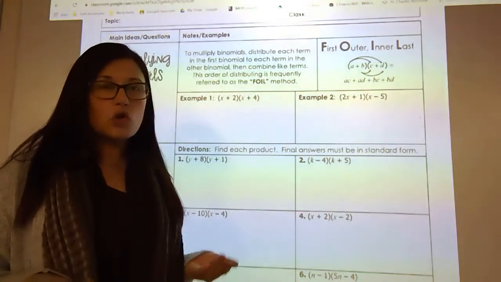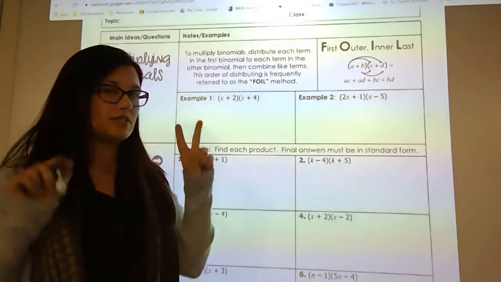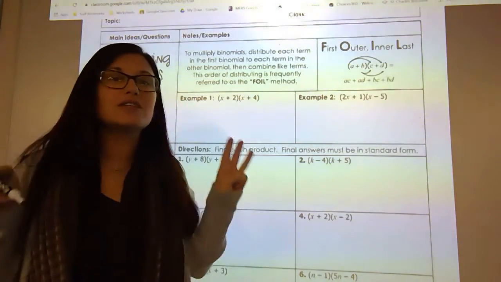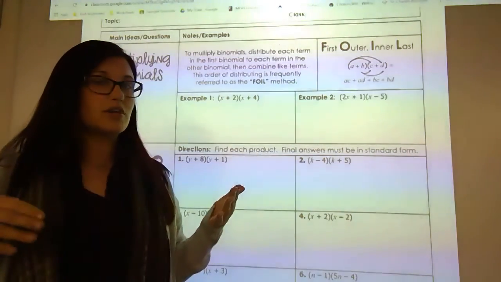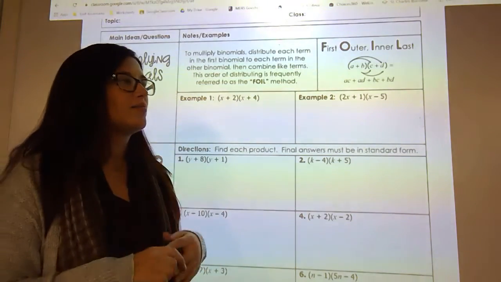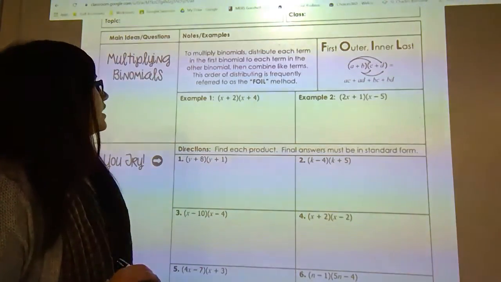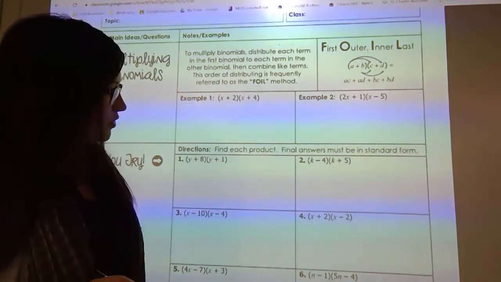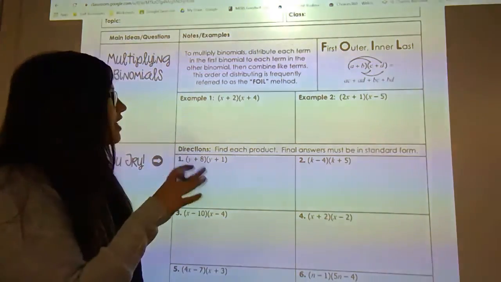Now, FOIL only works if you have a binomial times a binomial, okay? Those are two terms in each one. But if you had a trinomial times a binomial, FOIL doesn't work anymore. But as long as you're being systematic and trying to remember that you need to multiply each term by each term, you're going to be okay, all right? So I'm going to always use the same order that FOIL does, but whenever we get to those trinomials and stuff like that, I won't be able to say first, outer, inner, last.